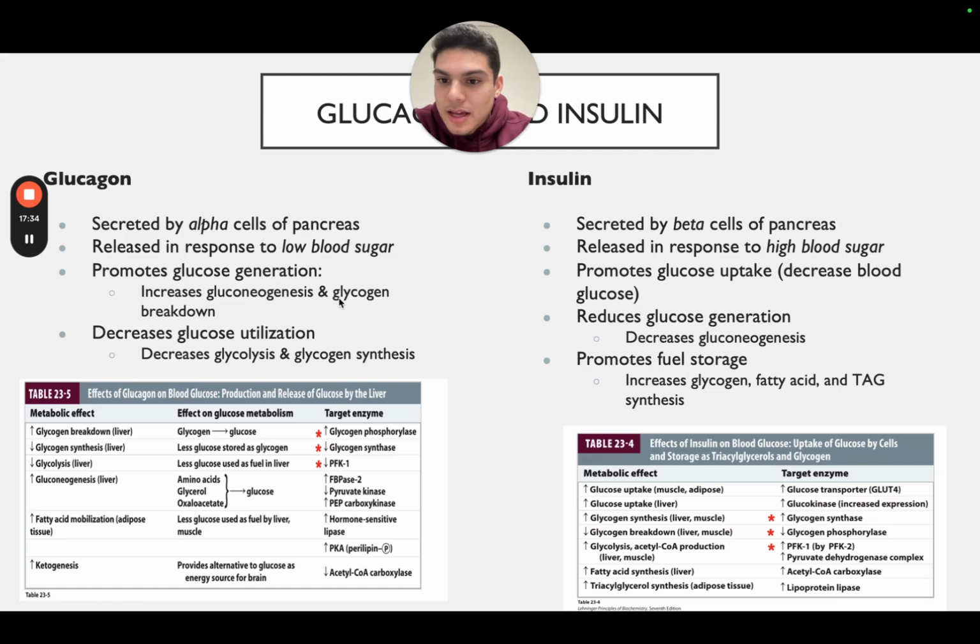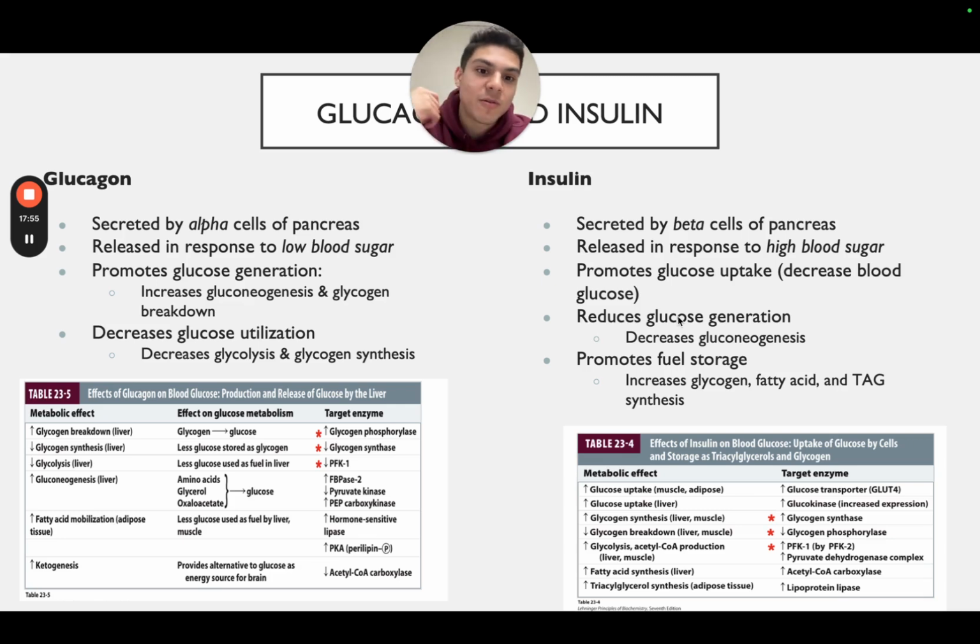So glucagon promotes glucose generation in the blood because we need that. It does so through gluconeogenesis or glycogen breakdown. And it decreases glucose utilization because we already have limited glucose, so why would we want to use more? It's just telling the body, hey, we need to disperse all the glucose from the cells into the blood, so it increases the blood glucose levels.